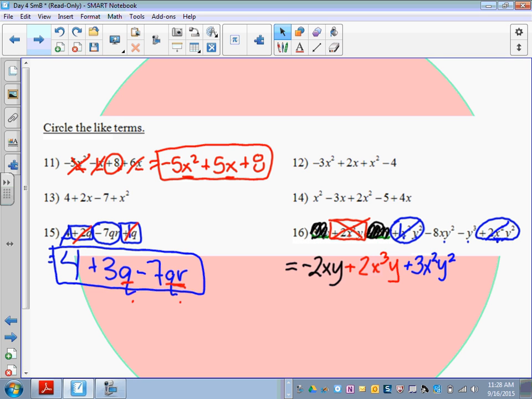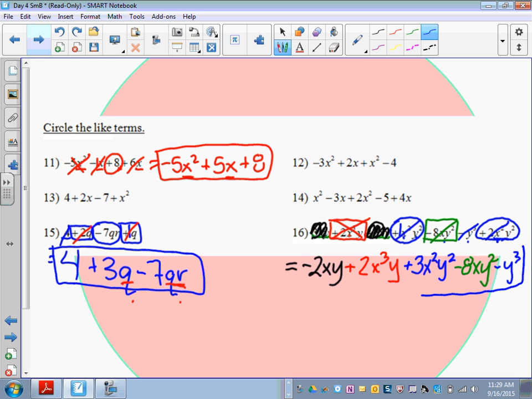Alright. So now we see we've got negative 8xy squared. Alright, well, we look, the only other term is y cubed, and that is not the same term, so we have negative 8xy squared. And then we have negative y cubed. There's nothing to combine that with. Look, we've crossed out all of our terms, so this is our final answer.